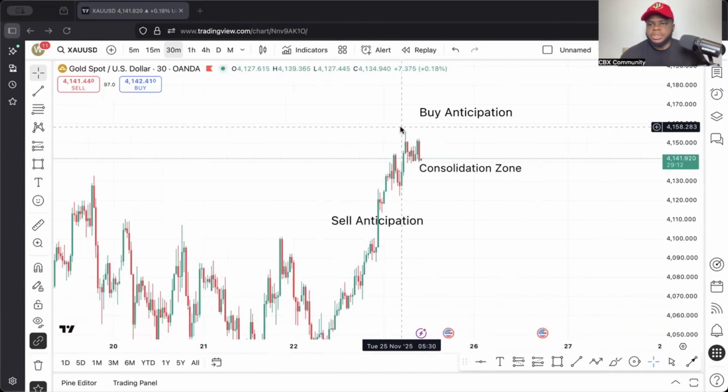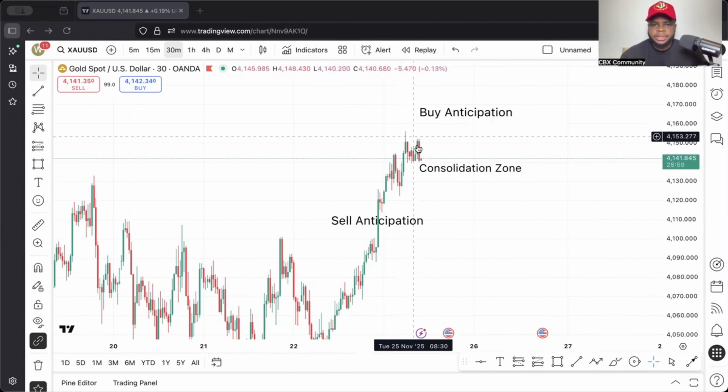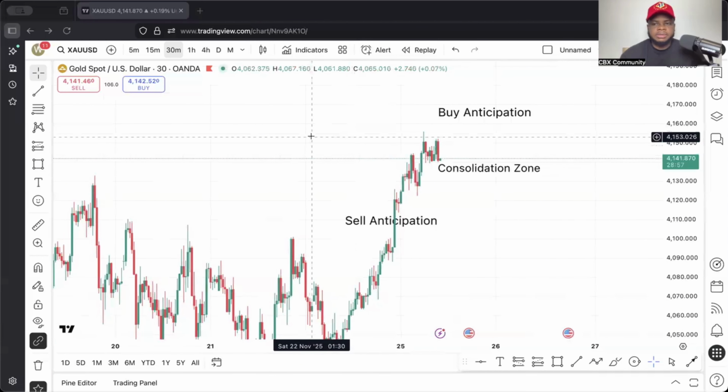Let's analyze the market structure together. So let's look at the monthly chart, the daily chart, the 4 hours and 1 hour and 30 minutes. It's very important for us to look at the different time frames just for us to have an idea of what you are anticipating the market to give to us. So this is the 30 minutes time frame.